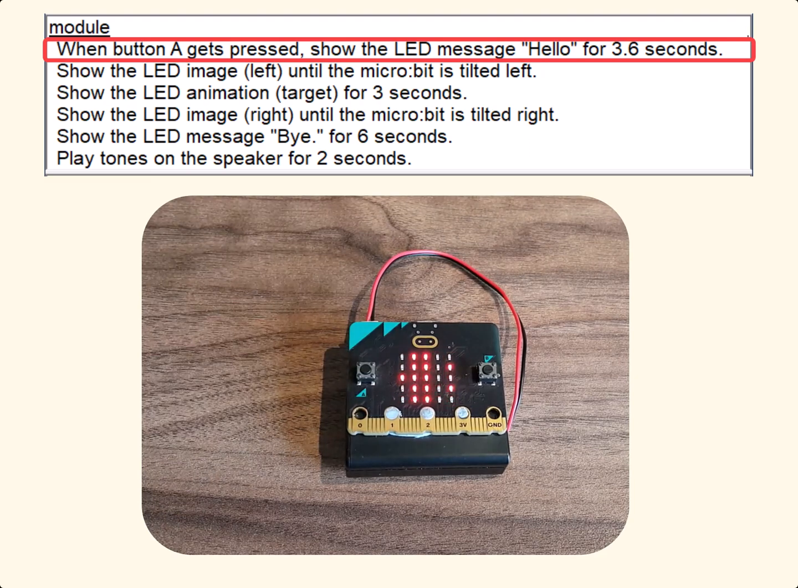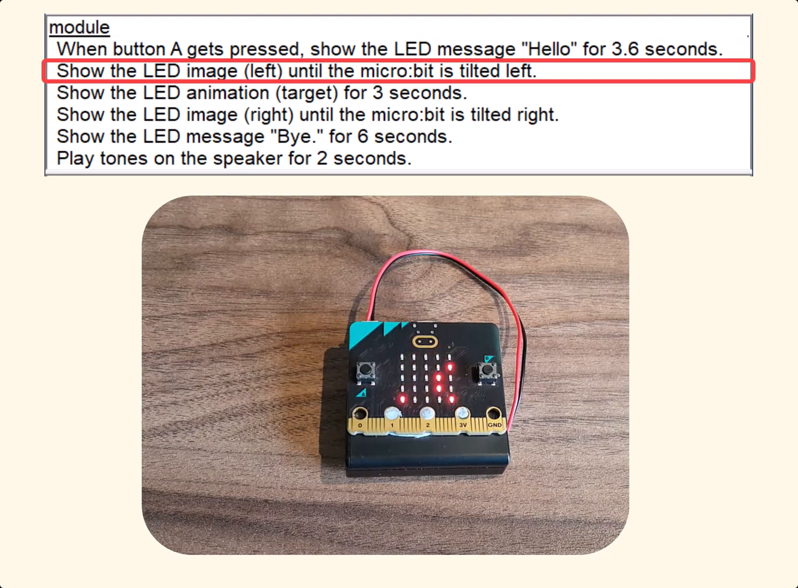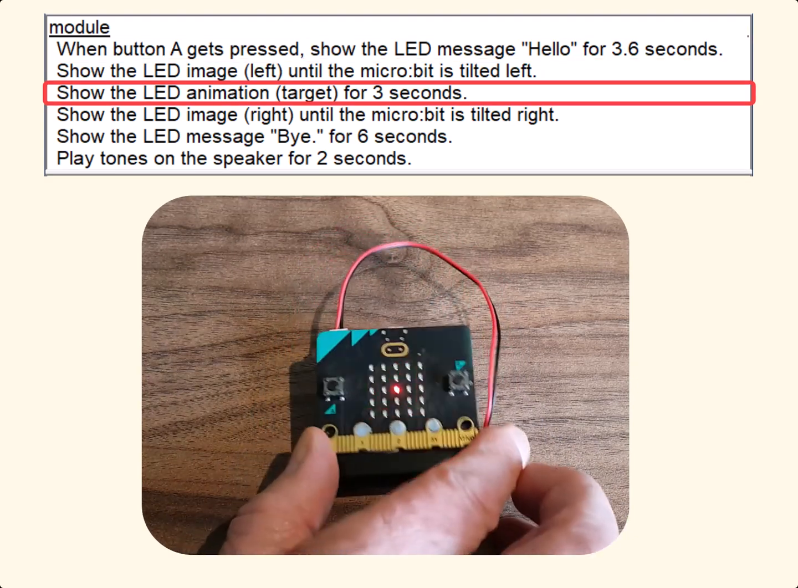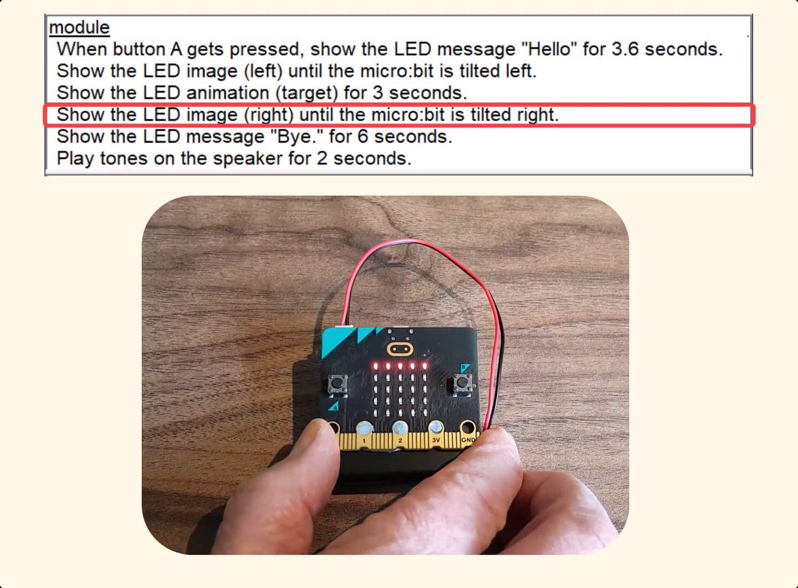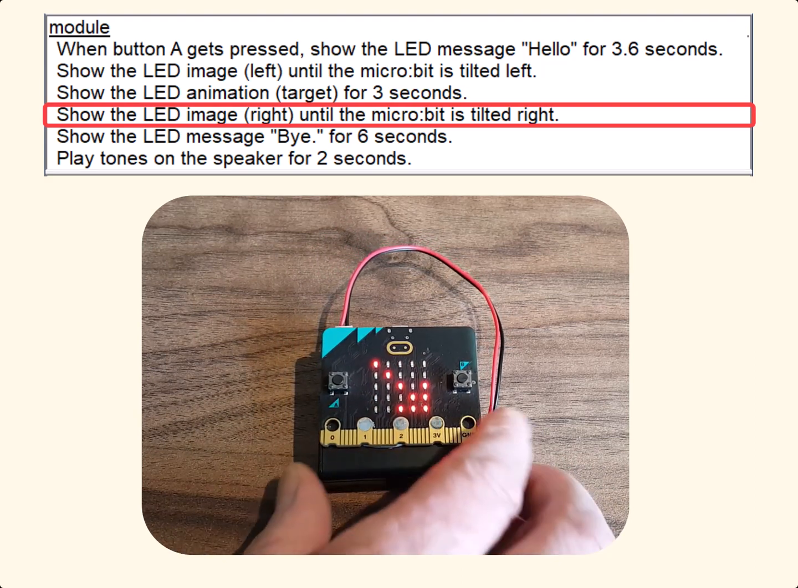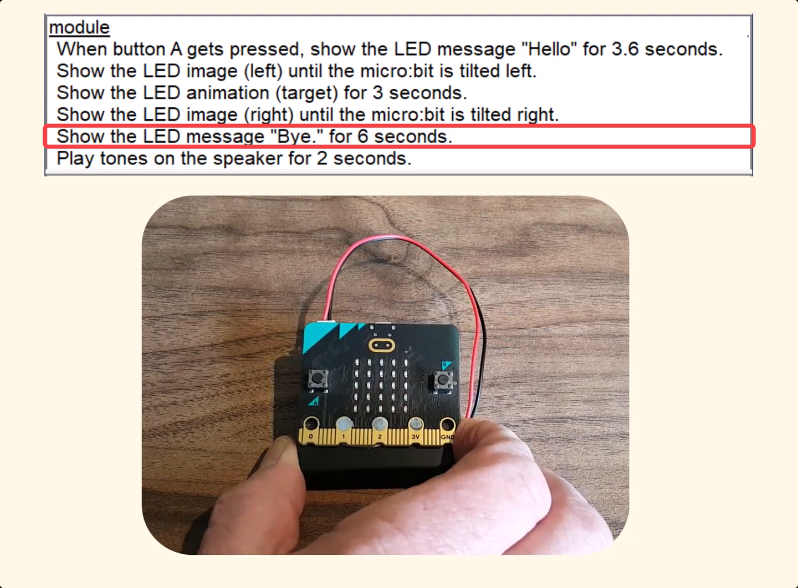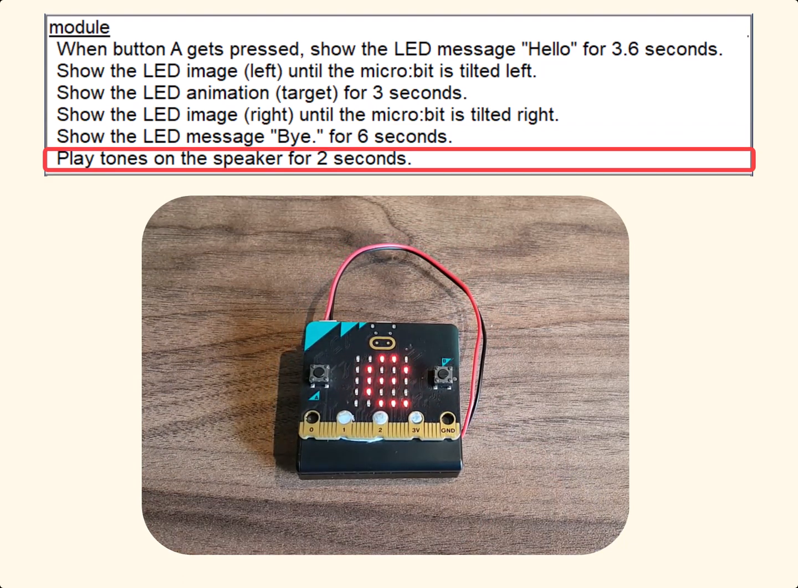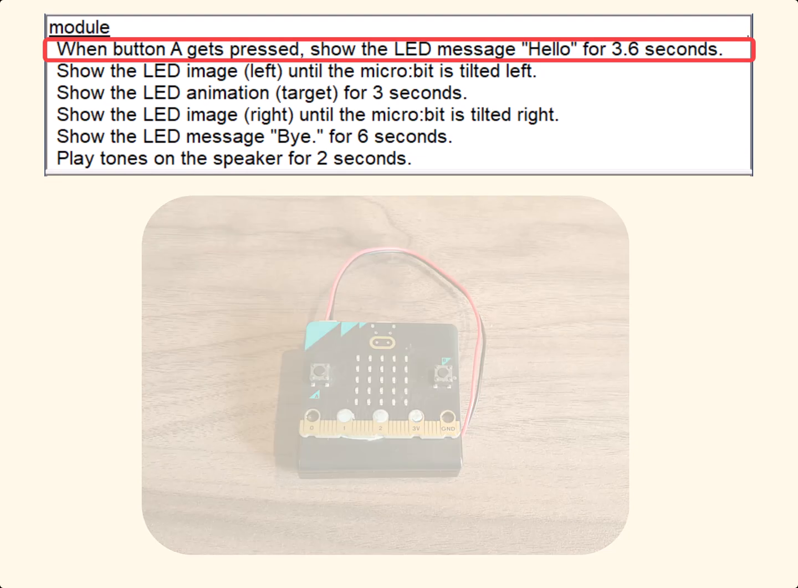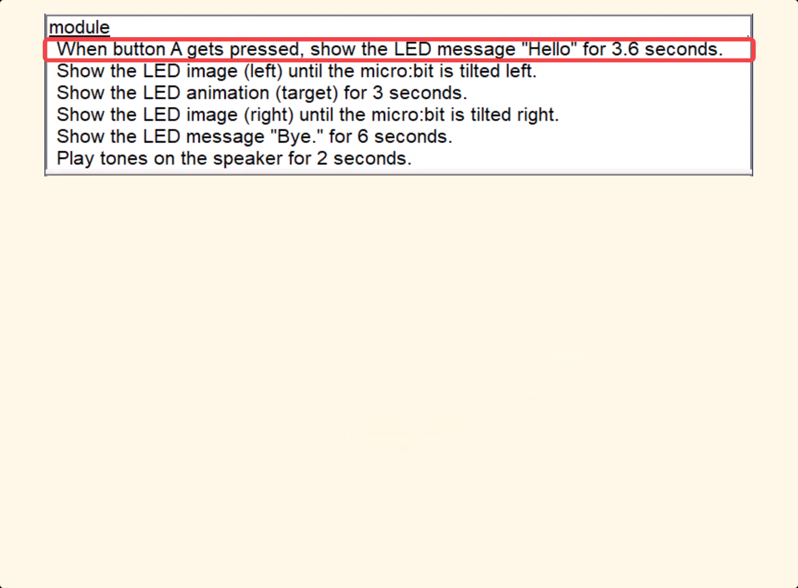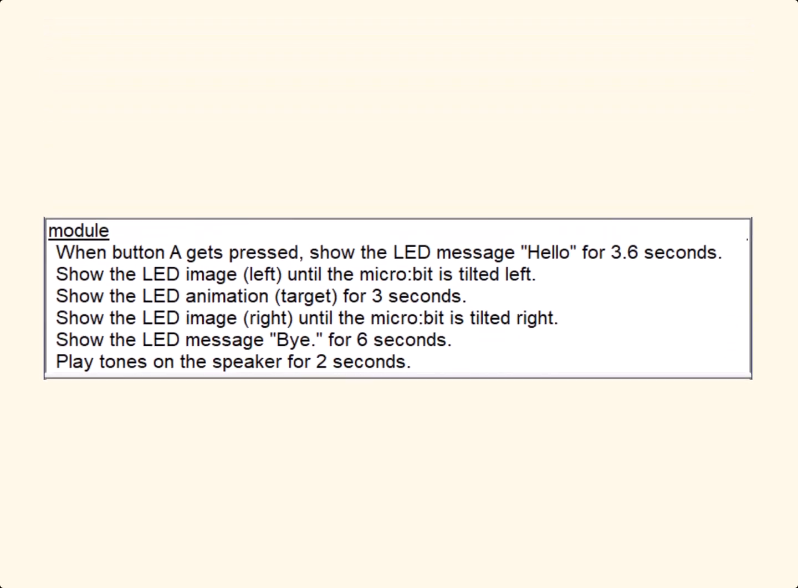We start with a message when the button is pressed. Then there's an image. After tilting the microbit, we see an animation. Then another image. Then, after tilting the microbit the other way, we get another message. And finally, a little tune. We have now reached the end of the sequence and the program loops round to the beginning to start again. So that's the program. Here's how you can build it for yourself.